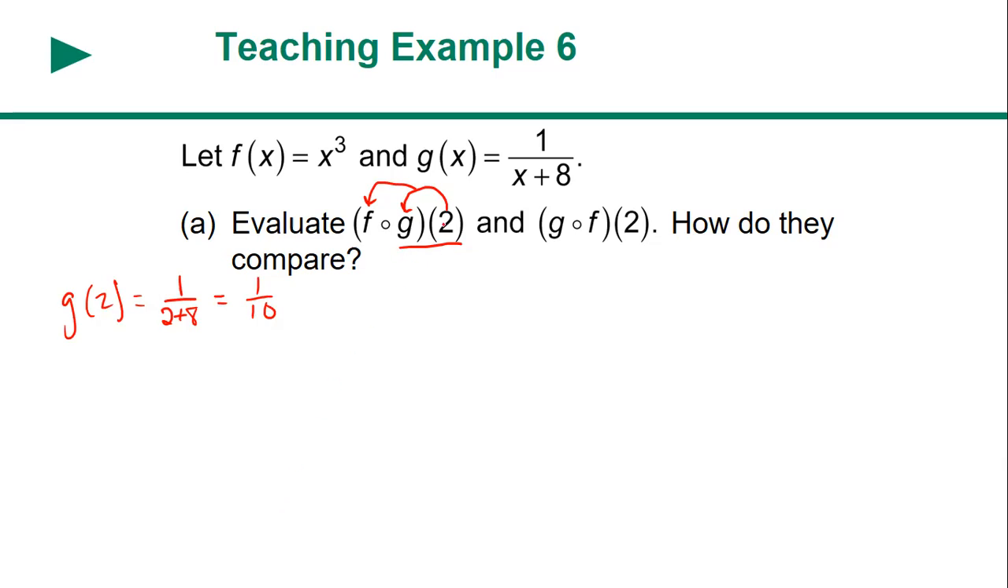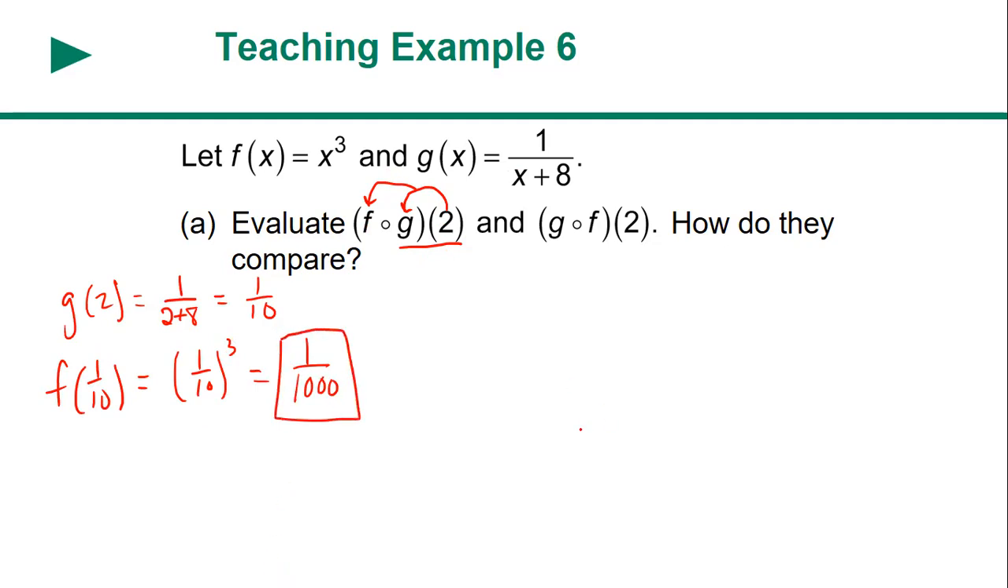I take the result from that and I plug it into F. So now I'm doing F of 1/10, which is going to be 1/10 to the third. When you have a power outside of a fraction, it applies to the numerator and to the denominator. So this is just going to be 1/1000. And that is my final output. Okay, we're going to practice again.